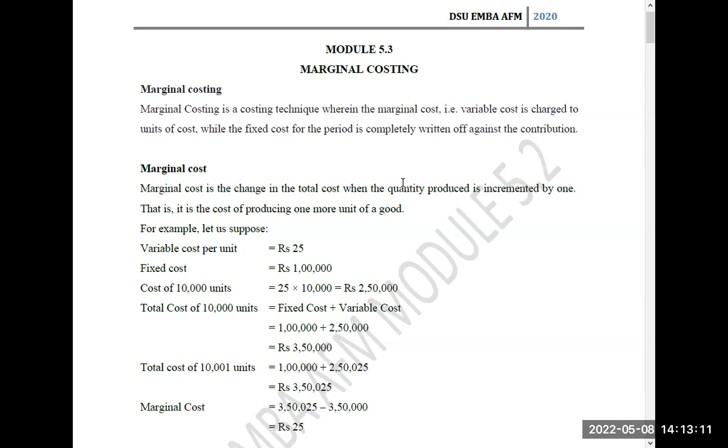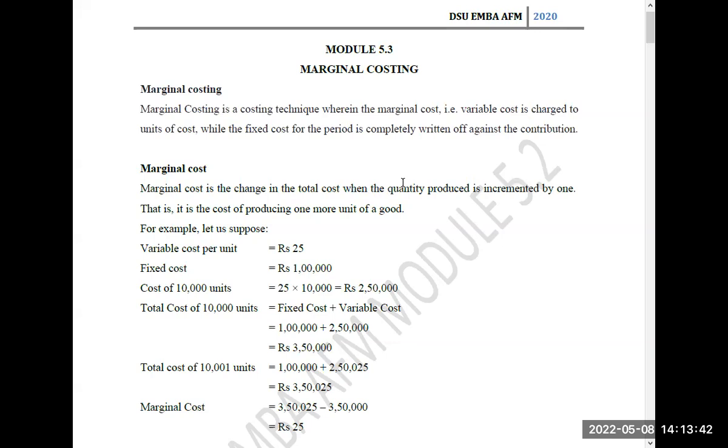Same rent. So that is what we call fixed cost. The cost which does not vary according to the level of operation, the volume of production, the volume of operation, is called fixed cost. And there are some costs which remain fixed for some level of activity. After that, it will increase.